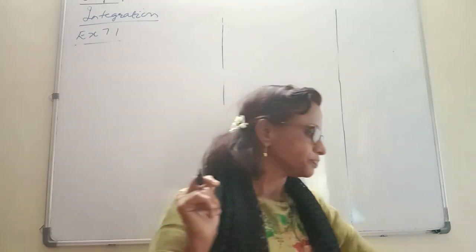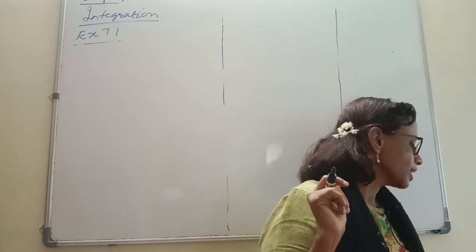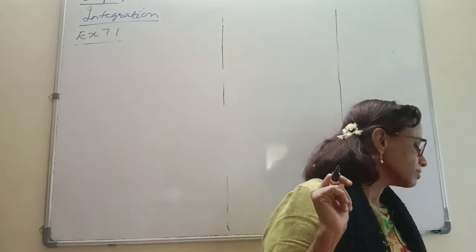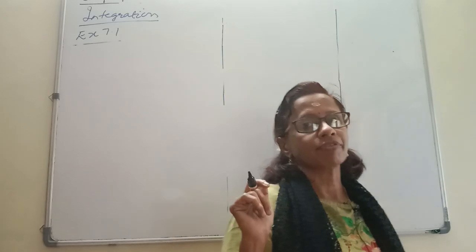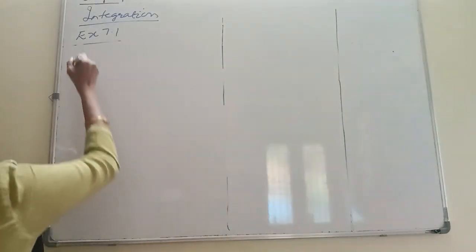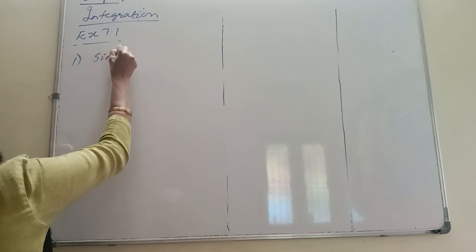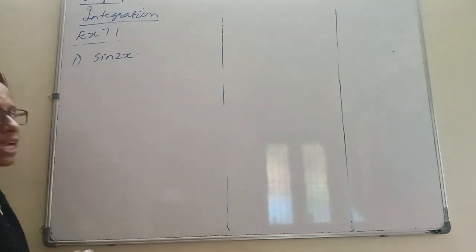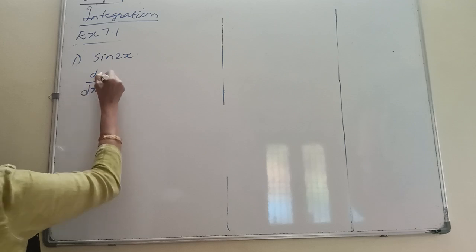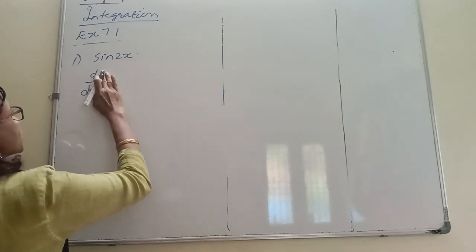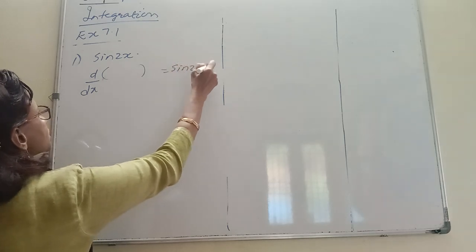So we are with exercise 7.1, which says: find an antiderivative of the following functions by the method of inspection. So you have to find the antiderivative. In fact, they ask us to find the integral, but to begin with, we'll find the antiderivative. So the idea is, d by dx of which function can give you sine 2x? That's the question.